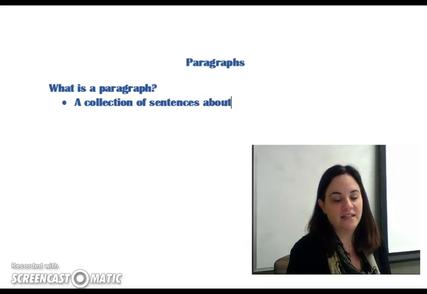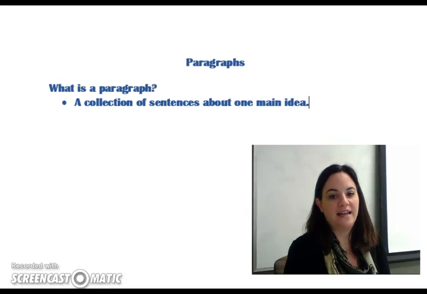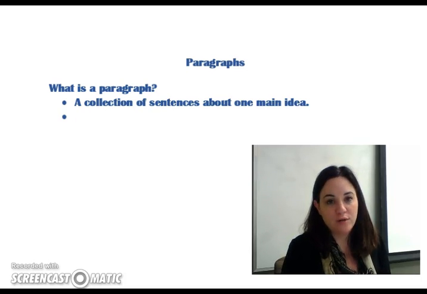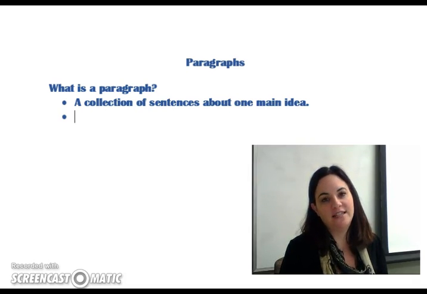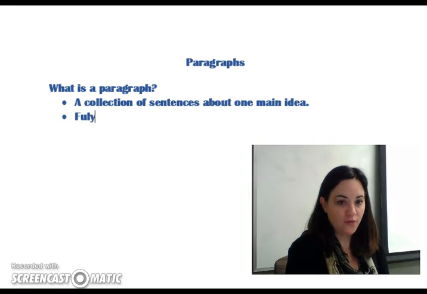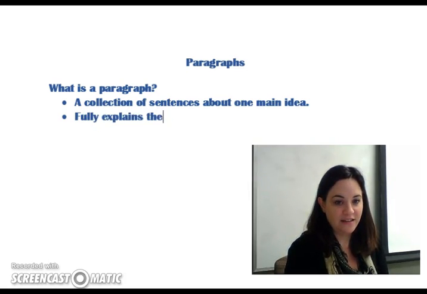A collection of sentences about one main idea. And that's all a paragraph is. Now, you probably learned somewhere in school that a paragraph needs to be a certain length. Usually students are told 5 to 7 sentences. That's not really true. A paragraph needs to fully explain the idea.